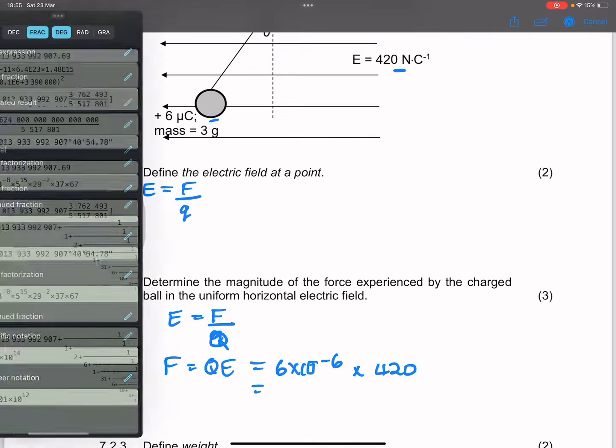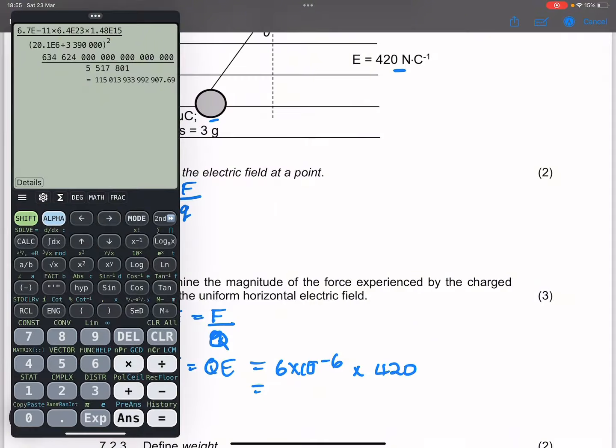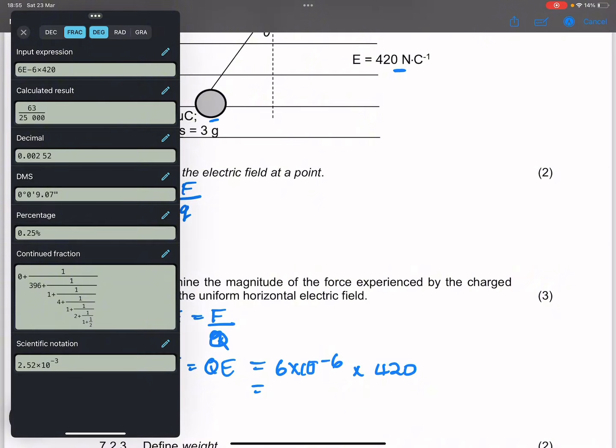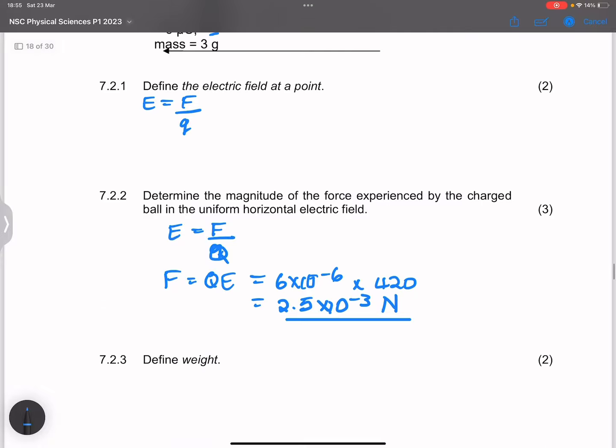And what do we get there? So let's clear that. 6 exponent negative 6 multiplied by 420, and this will give us a magnitude of, in scientific notation, 2.5 times 10 to the minus 3 newtons. So this is going to be our force.